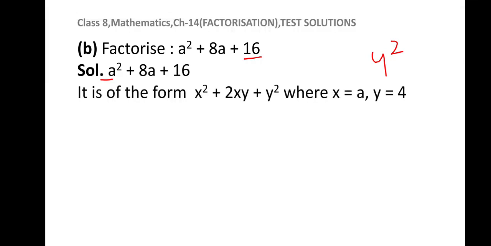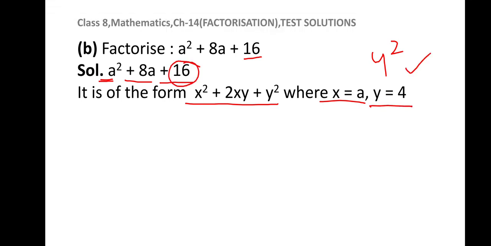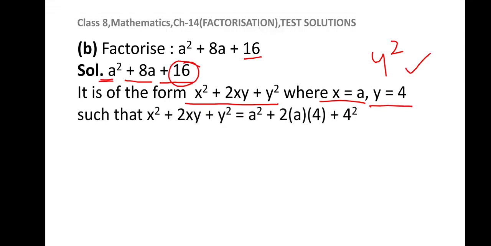So it is of the form a square plus 2ab plus b square. What is my a here? Or I have written this identity in terms of x and y. So my x is a, y is 4. As I told you that 16 can be written as 4 square. So it is of the form of identity number 1. So right hand side of identity number 1 is with us. So we need to write down its left hand side.